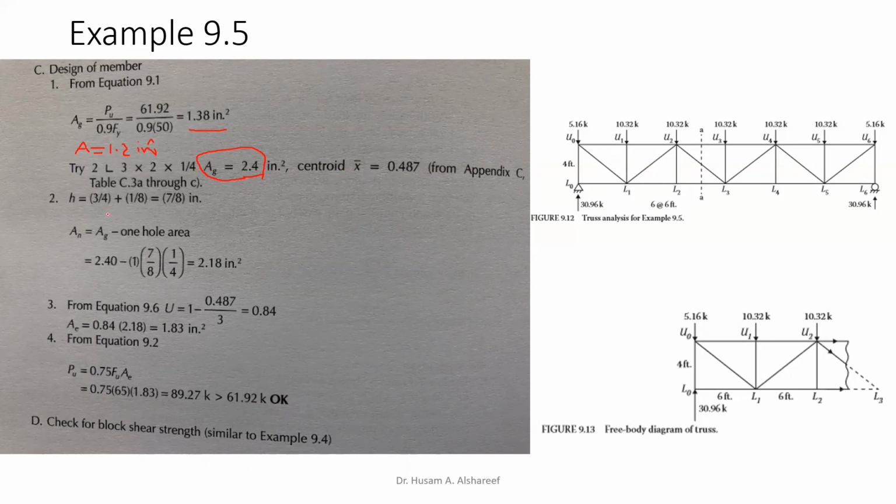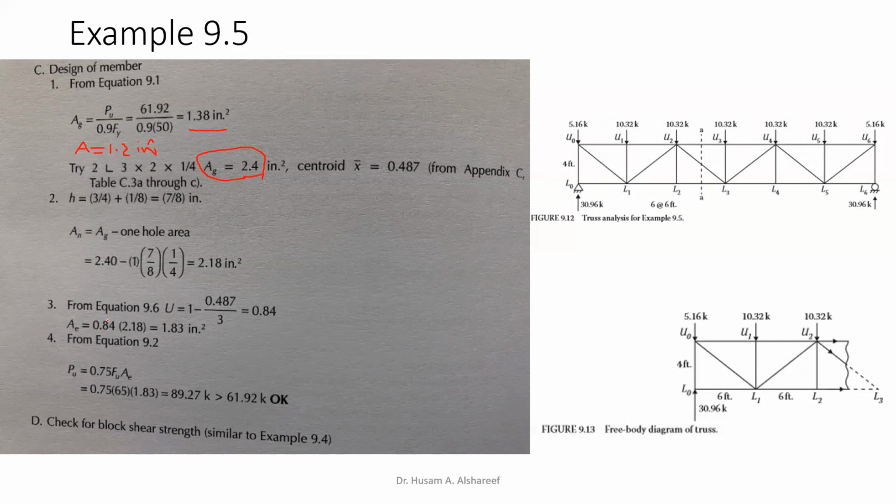Then the second step is to find the hole size. The problem statement gives a 3/4 hole size, and then you add 1/8, like we said, to find the hole size, which gives us 7/8 of an inch. Now to find the net area: it's the gross area that we found, minus 1 hole times the 7/8 of an inch hole size, times the thickness of the plate, and it gives me 2.18, which is the net area.